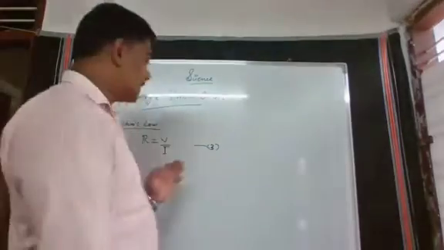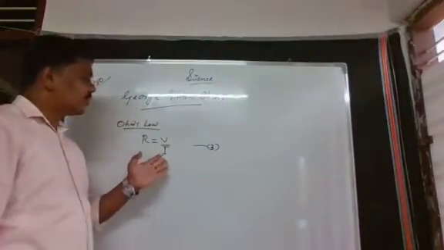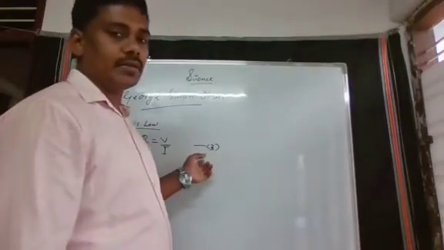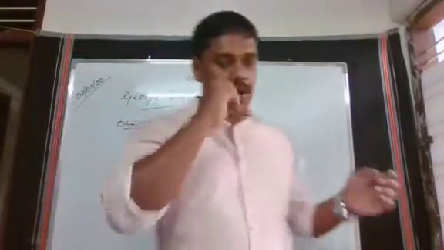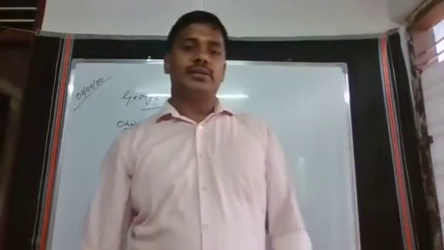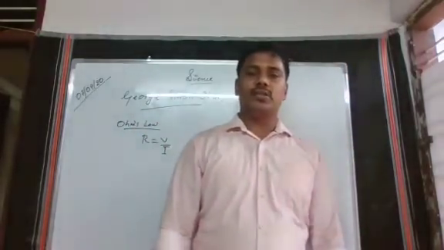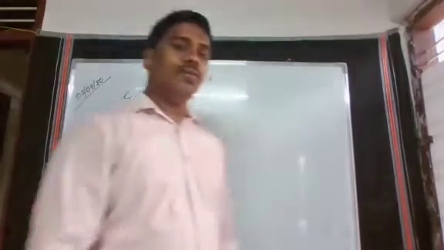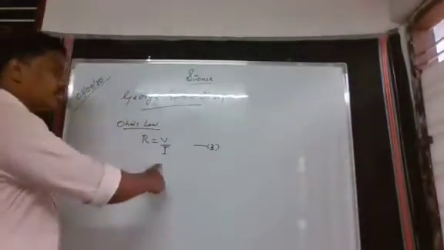We were dealing with R is equal to V by I. That is our third equation. R is equal to V by I. We studied that R is resistance, a constant which is resistance. And how did we get this? By plotting the V by I graph.